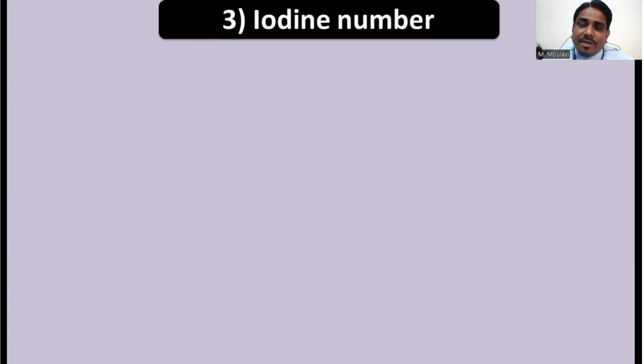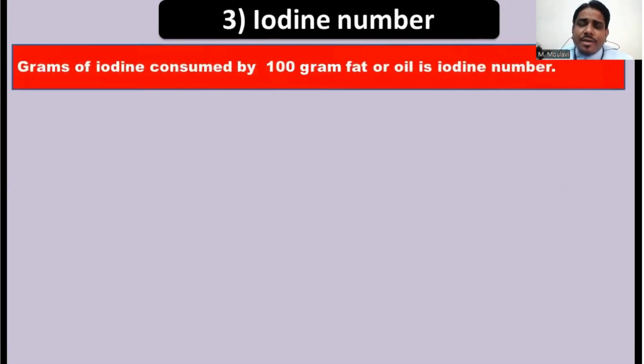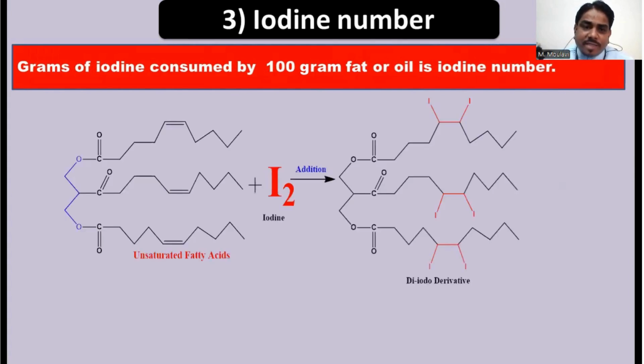The third parameter is iodine number. The unsaturated fatty acid contains unsaturation in the form of carbon-carbon double bonds, and that carbon-carbon double bond consumes iodine to form the addition product. So the grams of iodine consumed by 100 grams of fat or oil is known as the iodine number. We can understand this by using this chemical reaction.